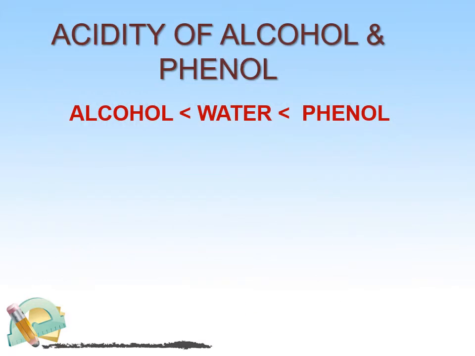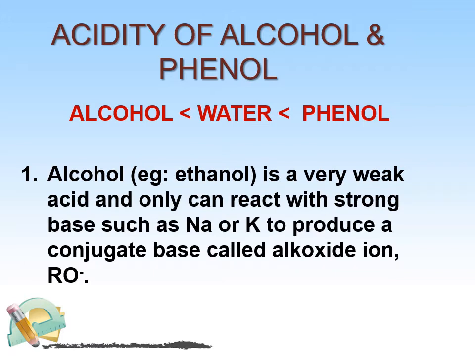Let's look at the acidity of phenol compared to alcohol and water. So as you can see in the slide, phenol has the highest acidity. The pH is the lowest, followed by water, and followed by alcohol. Why does alcohol have the lowest acidity? It's because it produces a conjugate base called alkoxide ion.